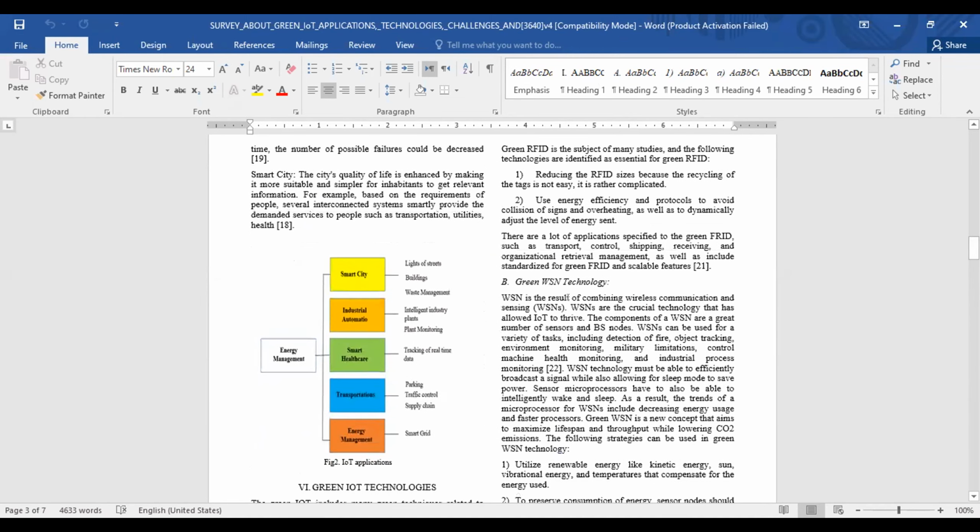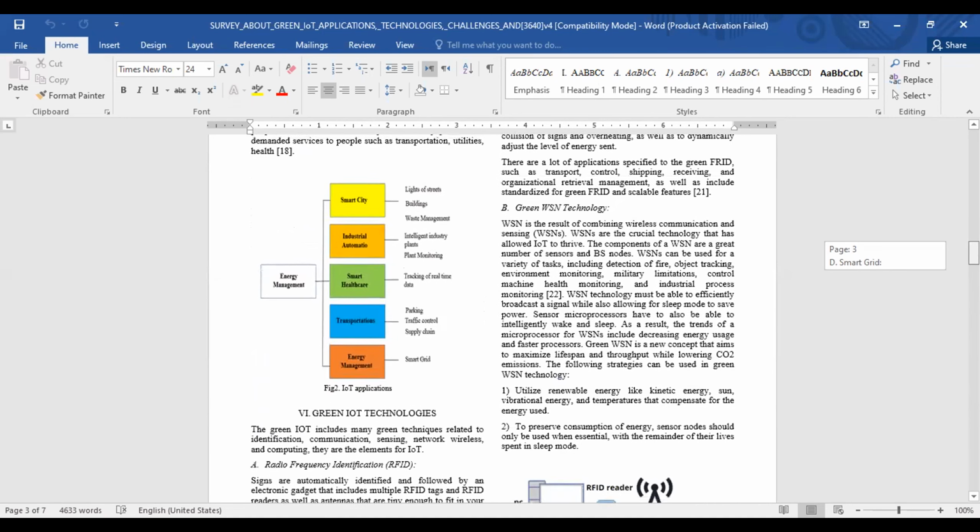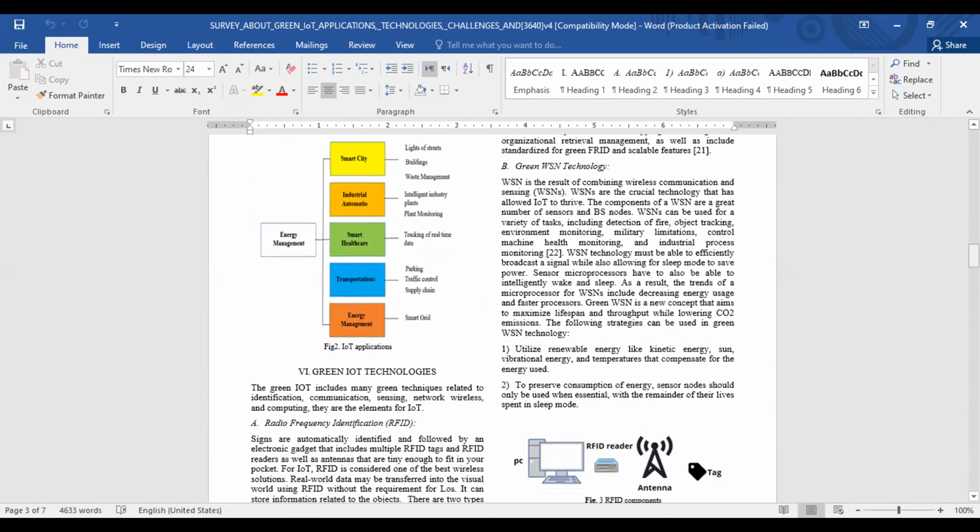Also, green wireless sensor network technology. This is a very important technology to make our sensors green. Wireless sensor network is the result of combining wireless communication and sensing. Wireless sensor network is the crucial technology that has allowed IoT to arrive.